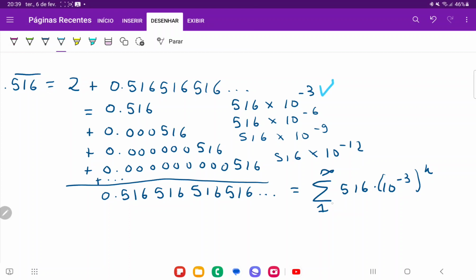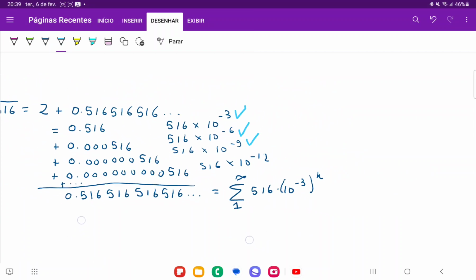If n is equal to 2, the next term, we're going to have 516 times 10 to the minus 3 times 2, which is 10 to the minus 6, so this guy. If n is equal to 3, we're going to have 516 times 10 to the minus 3 to the power of 3, so 10 to the minus 9, and so on and so forth. So this is really, really neat, because now we can see that all we're doing here is taking the number 516, and then multiplying that by sums of decimal powers that go to the power of 3.